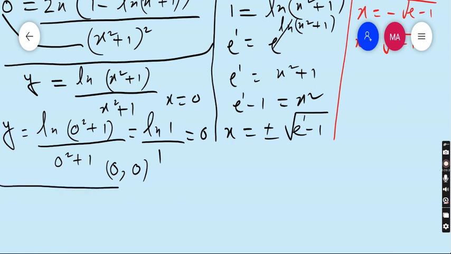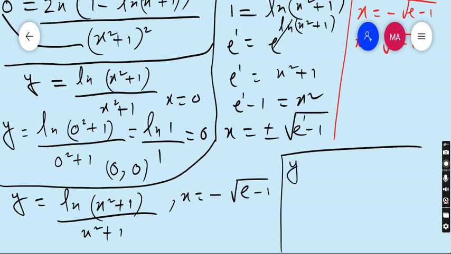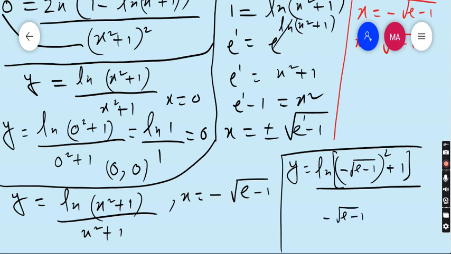Write down the question again. y = ln(x² + 1) upon (x² + 1). This time I am taking minus root of (e minus 1). Okay. So y = ln of (minus root of (e minus 1)) whole square plus 1 upon (minus root of (e minus 1)) whole square plus 1.